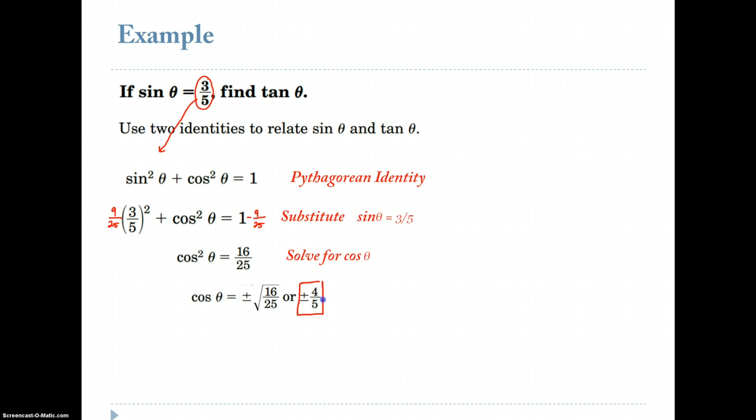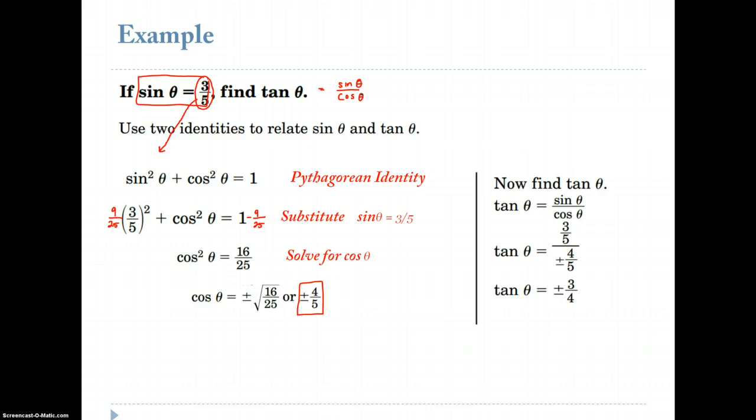Now here I have the cosine and here I have the sine. I know that the tangent is equal to the sine of theta over the cosine of theta. So now that I have the sine and the cosine, I can solve for the tangent. So notice over here that I'm using a quotient identity.